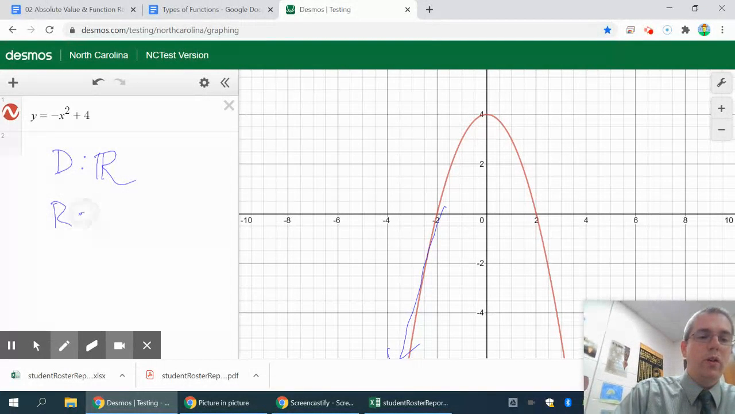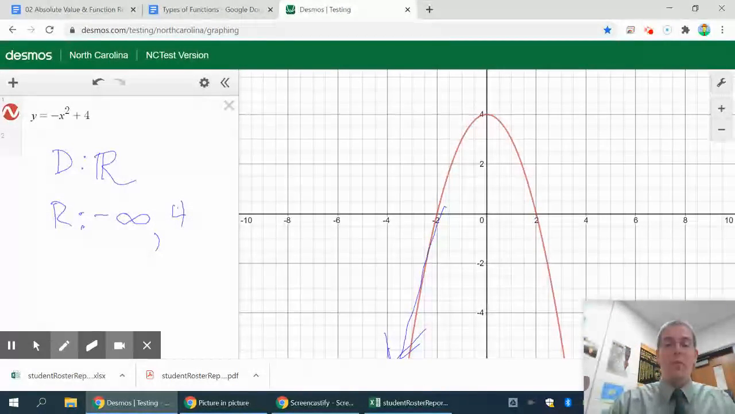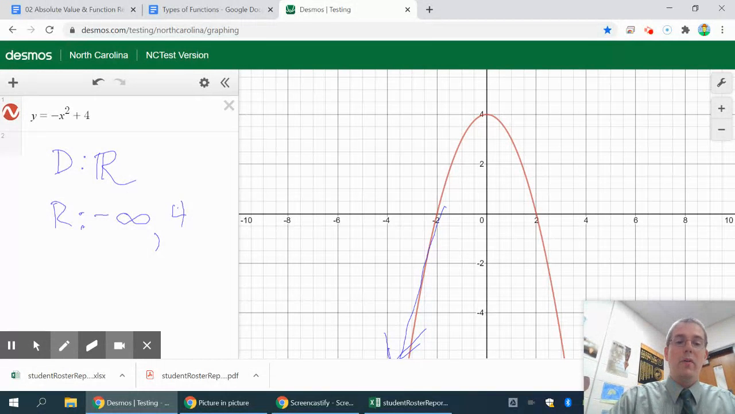The range, we're looking for the lowest y value and the highest y value. Well, the lowest y value is going way off the screen, so it's going down, down, down. And since it's going down in the negative direction, I call that negative infinity. And then the highest value is 4. Notice that I always have to start with my lowest value, which for the range is the bottom, and I stop with the highest value, which for the range is the top. So negative infinity to 4.